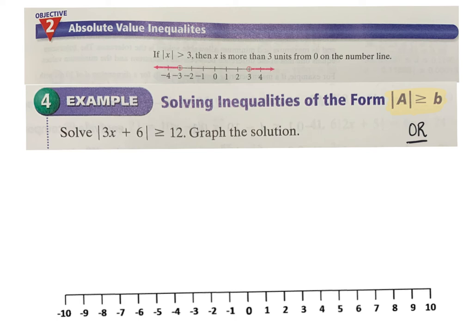So for this one, what's inside, 3x plus 6, could be greater than or equal to 12. But what is inside, 3x plus 6, could be less than or equal to negative 12. Why does this happen? Well, let's look at this up here.